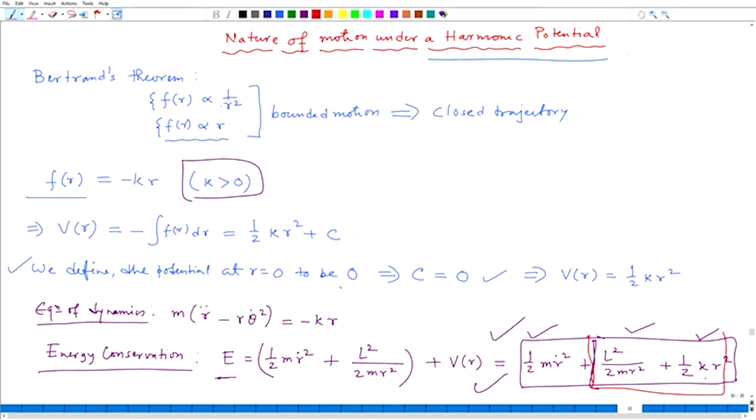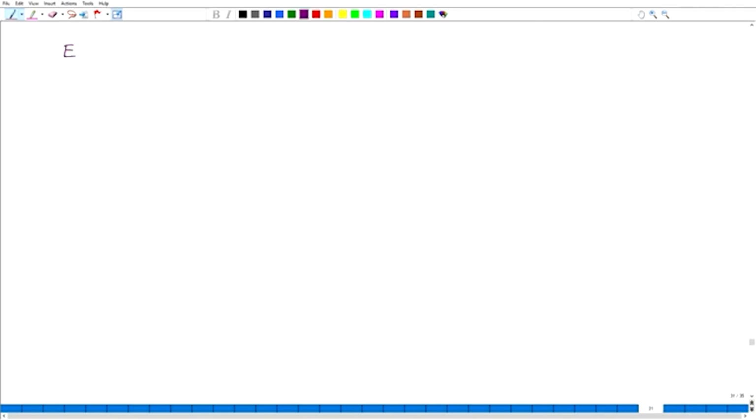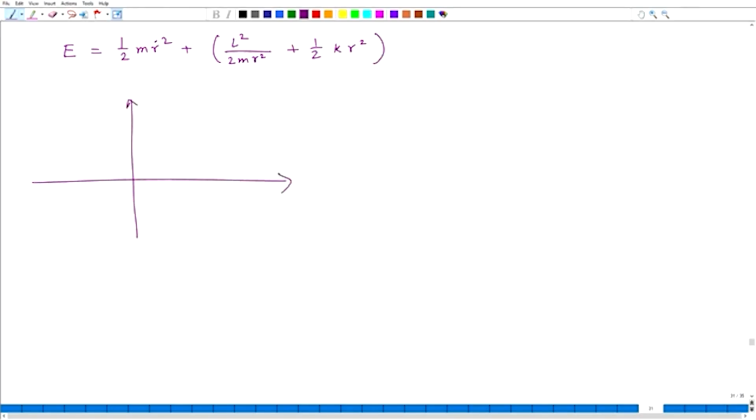Now, once again just to tell you that this part, I take red, this part is the effective potential part and this part is the effective kinetic energy part. So, I just write this thing is equal to half m r dot square plus L square by 2 m r square plus half k r square. My first question is, can we draw a diagram of V effective as a function of R?